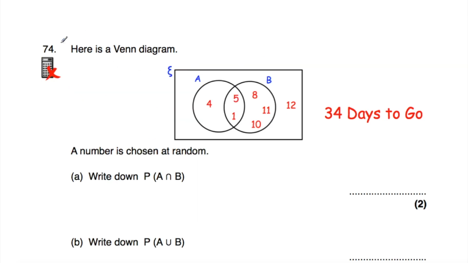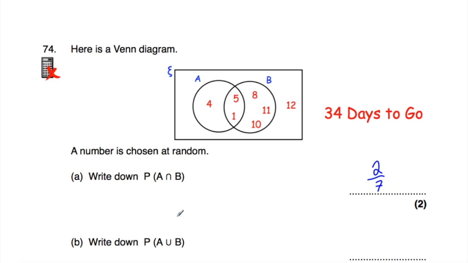Okay, let's have a look at question number 74. So question number 74, we've got this Venn diagram, and we've been asked to write down the probability that a number is chosen at random is in A intersects B. So altogether, there's 1, 2, 3, 4, 5, 6, 7 numbers in our Venn diagram. And if we have a look here, 2 of them are in the middle, so it's going to be 2 out of 7. Obviously in the middle is A intersect B, that region there, A and B in here. So it's 2 sevenths.